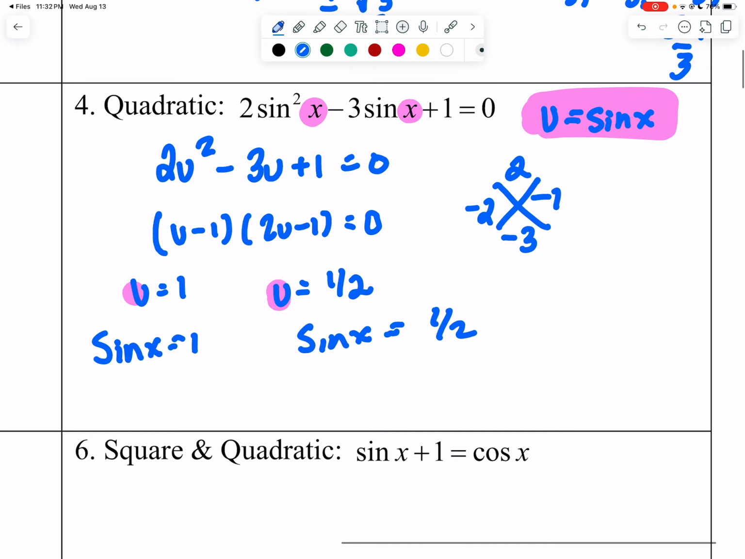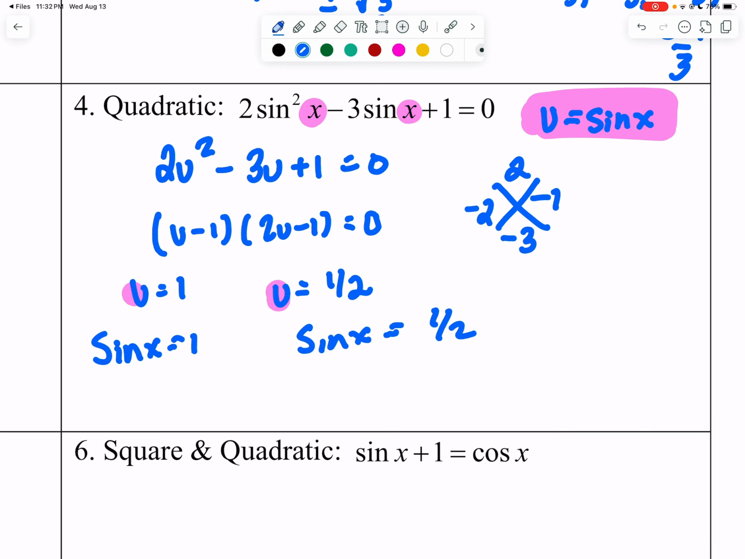Sine of x is equal to 1 for my quadrantal angle of pi over 2. And then sine of x is equal to 1/2 at pi over 6 and 5 pi over 6 that we saw earlier in number 3. Those are going to be my 3 answers.